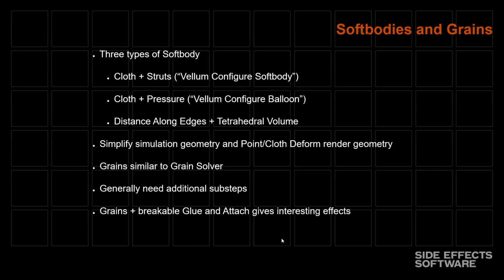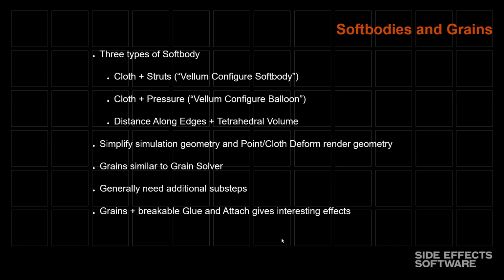And then you can use the tetrahedral volume constraint to make the tetrahedra maintain their volume, and then use the distance along edges. So basically put sort of springs, again, kind of soft springs along each tetrahedral edge to keep the soft body from deforming too much, even while the volume is being maintained. So we'll look at an example of setting that up.